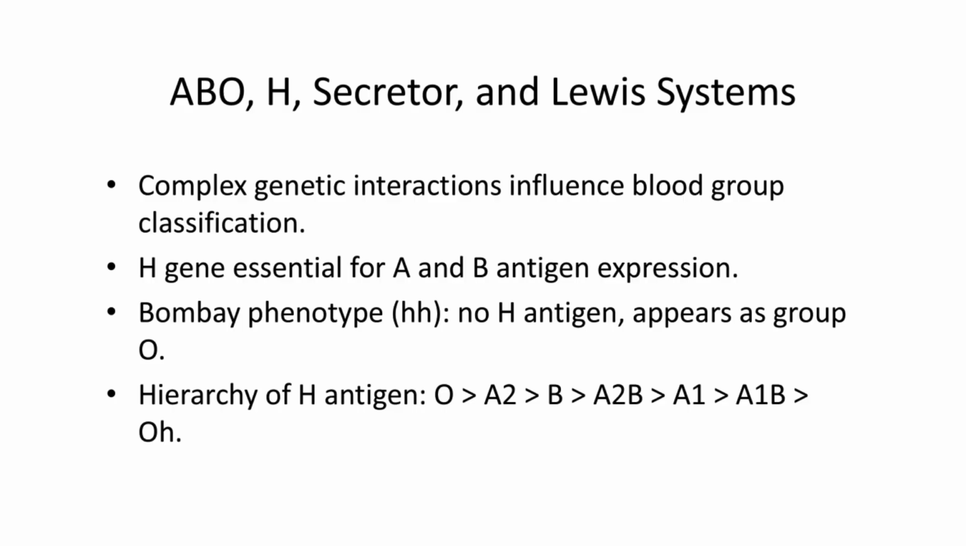For those with at least one functional H gene, either capital homozygous HH or the heterozygous Hh, the H substance serves as a foundation for the attachment of A and B sugars. The amount of H antigen varies across blood types. Group O has the highest amount of H antigen. Group A2 has slightly less. Group B follows. Group A2B has even less. Group A1 and Group A1B have progressively lower levels. Bombay phenotype Oh has none.